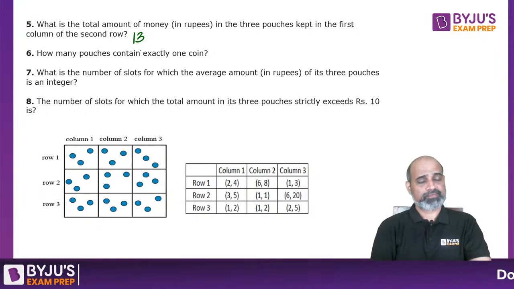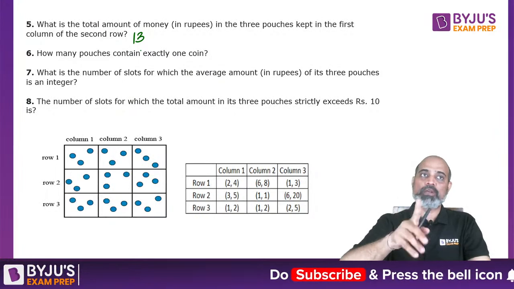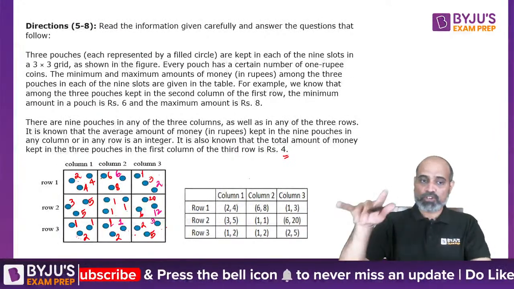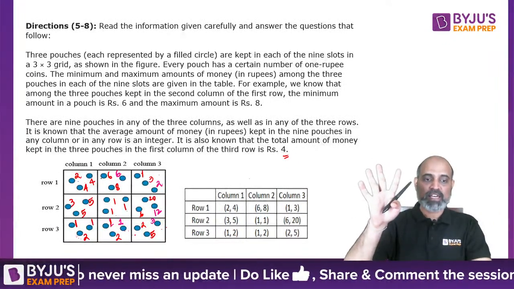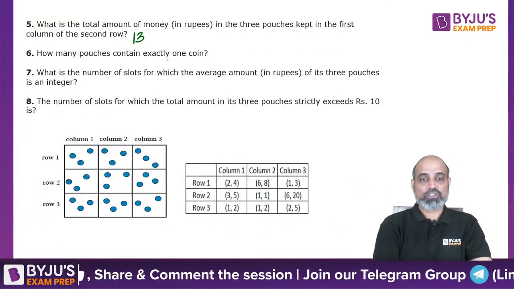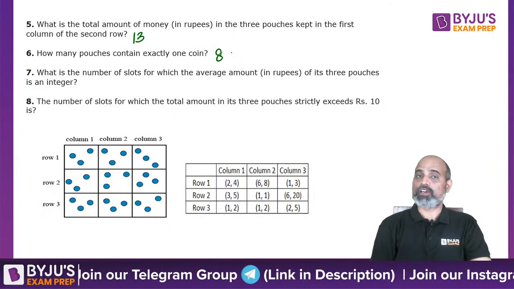13. How many pouches contain exactly 1 coin? Matlab, how many pouches have a value 1? So we see in the first row we see 1, in the second row we see 3, so that's 4 pouches. In the third row we see another 4 ones, that is 4 more pouches. So there are going to be exactly 8 pouches that contain exactly 1 coin.